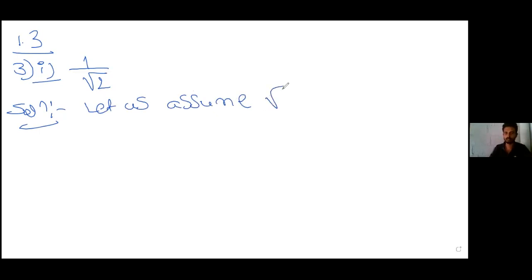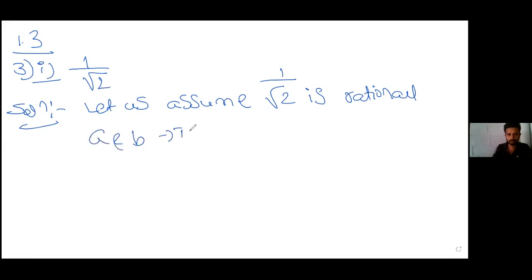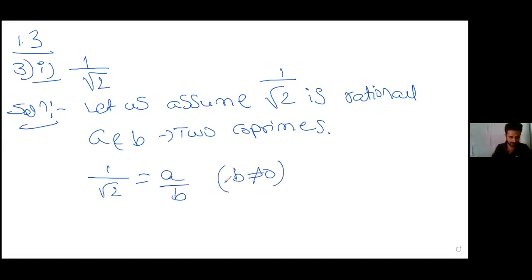the contrary of this statement, that is, root 2 is rational. Then 1 by root 2 is rational, and we can find a and b, two co-primes, such that 1 by root 2 is equal to a by b, where b is not equal to 0. Then just rearranging this, we get root 2 is equal to b by a.